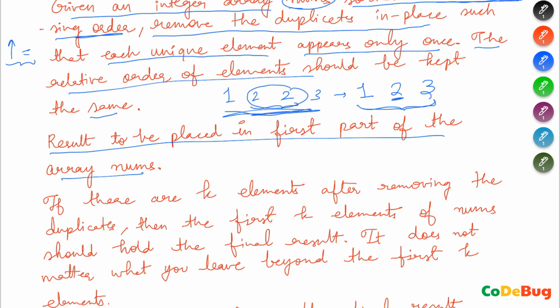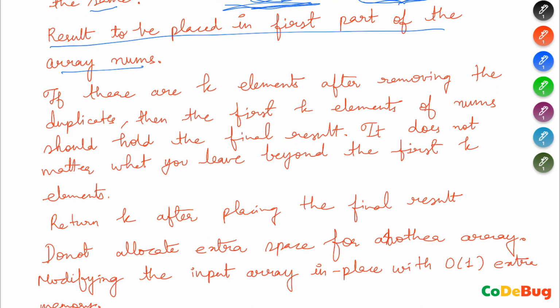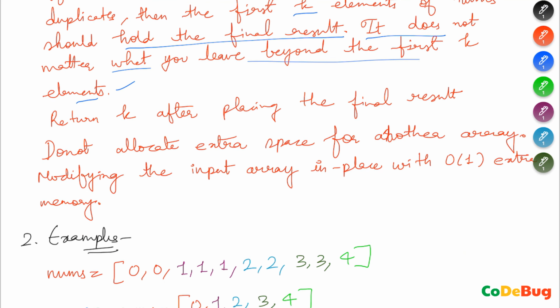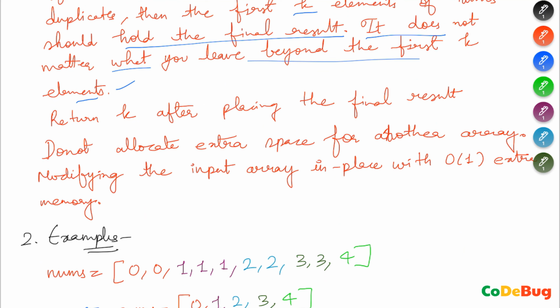We are not bothered about what we have after these 3 elements, after placing all the unique elements in the first part of the array. Now, if there are k elements after removing the duplicates, then the first k elements of nums should hold the final result. That we already discussed. It does not matter what you leave beyond the first k elements. And we are asked to return this value k from the function, like how many unique elements there are after placing the final result.